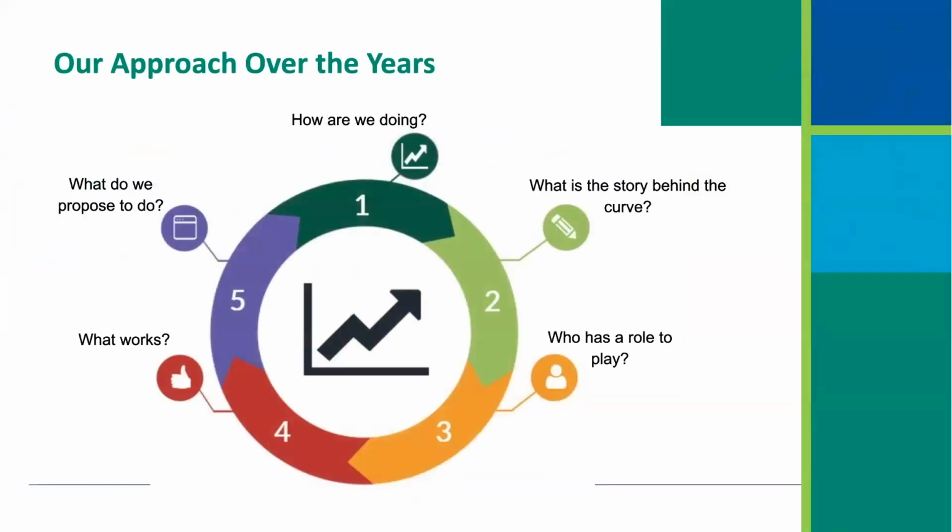So our approach over the years, we've really been using the results-based accountability framework. They have a tool called Turn the Curve Thinking. It's a 5-question tool that you continually ask yourself. Once you pull the annual data, how are we doing? What's the story behind the curve?